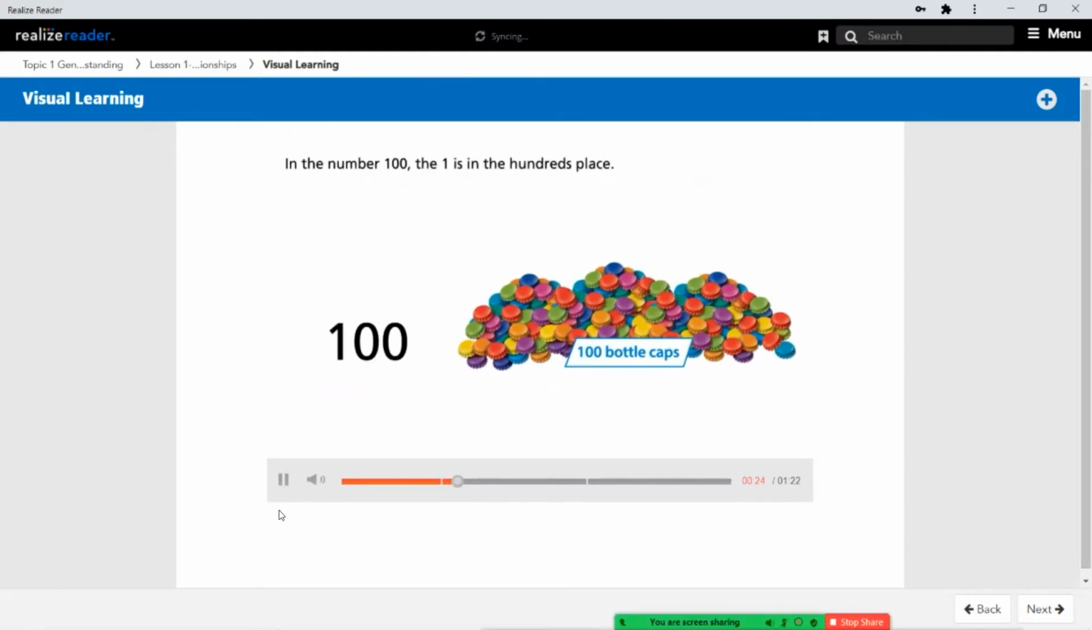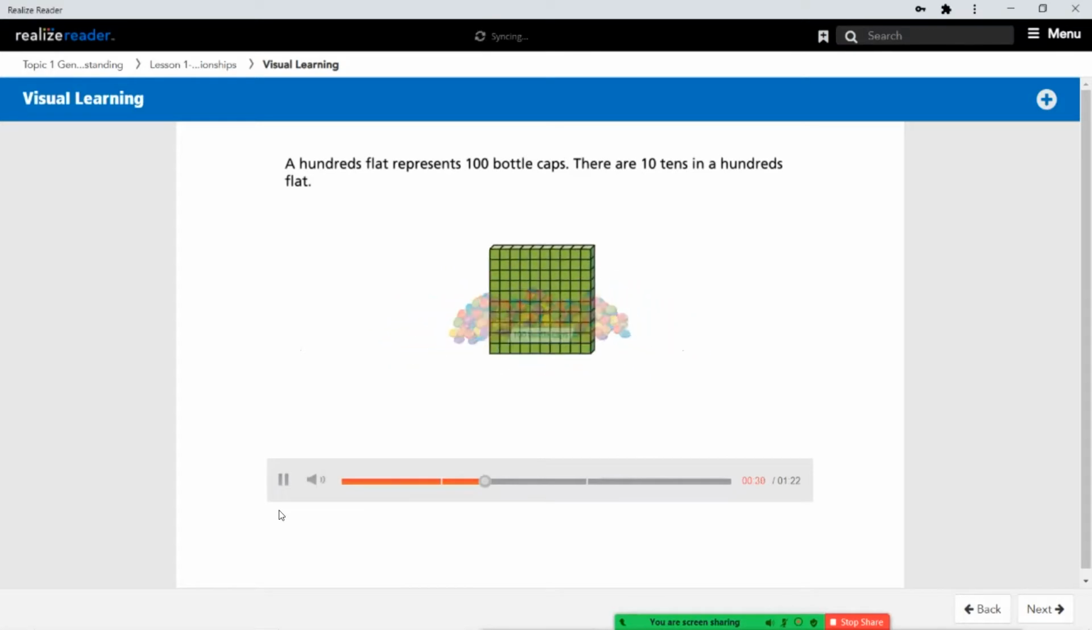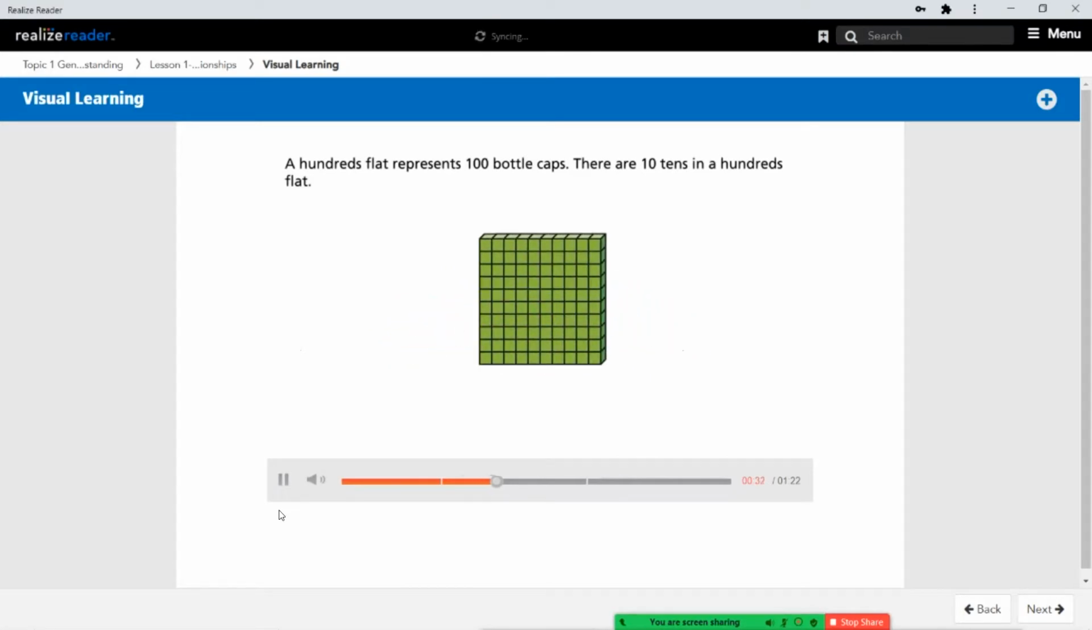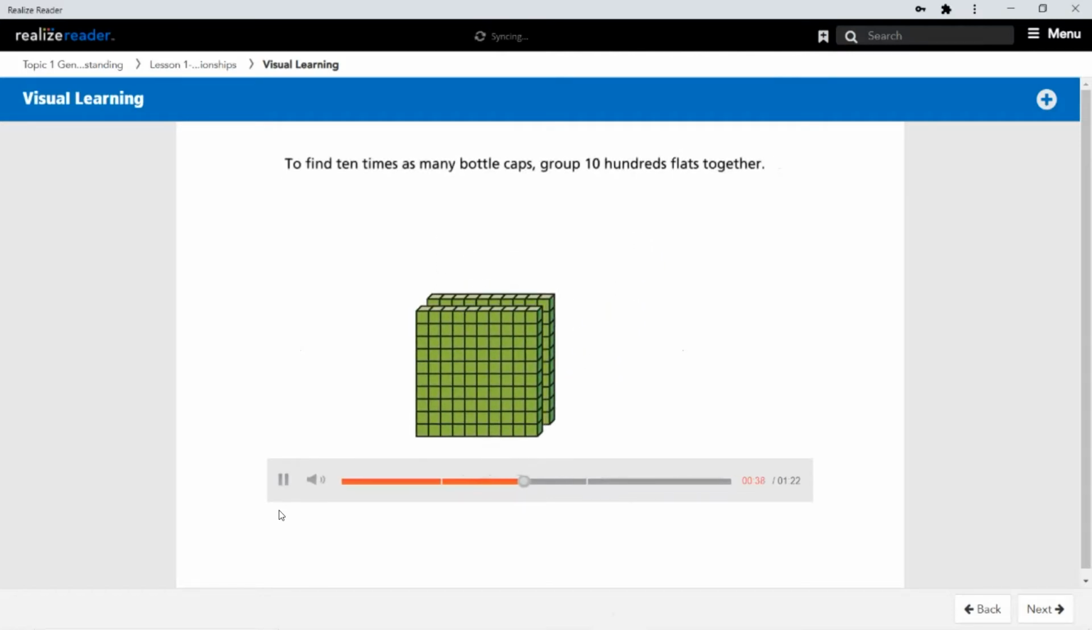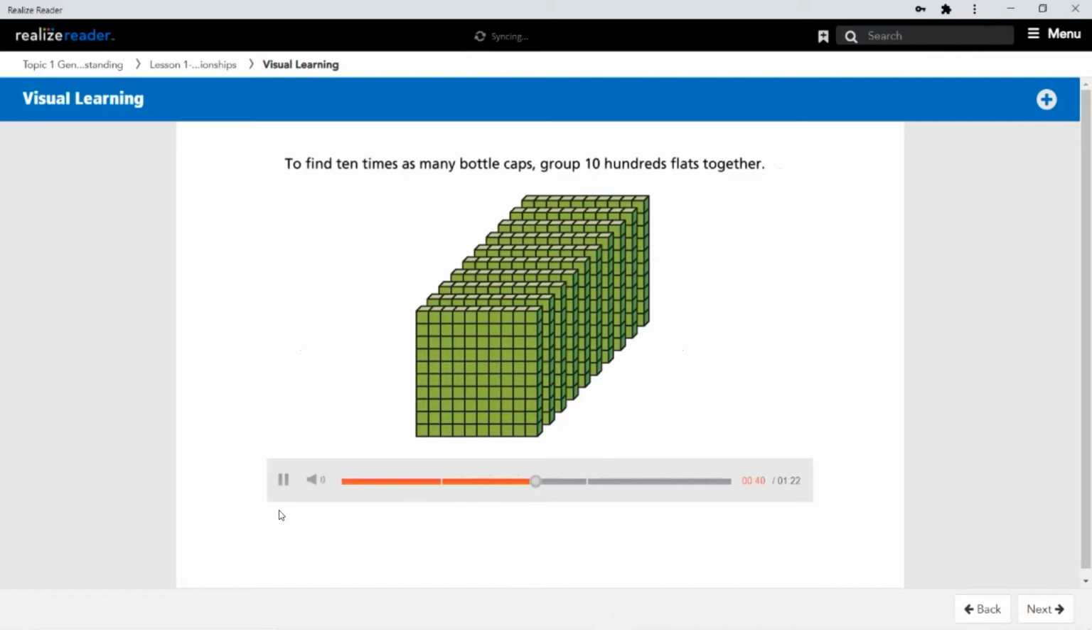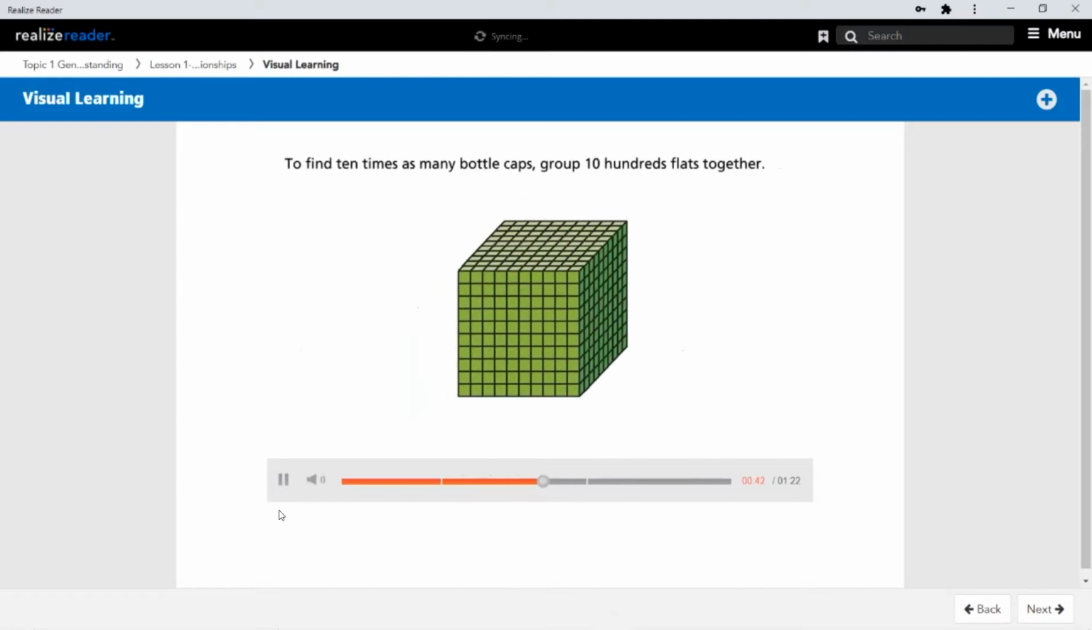In the number 100, the 1 is in the hundreds place. A hundreds flat represents 100 bottle caps. There are 10 tens in a hundreds flat. To find 10 times as many bottle caps, group 10 hundreds flats together.